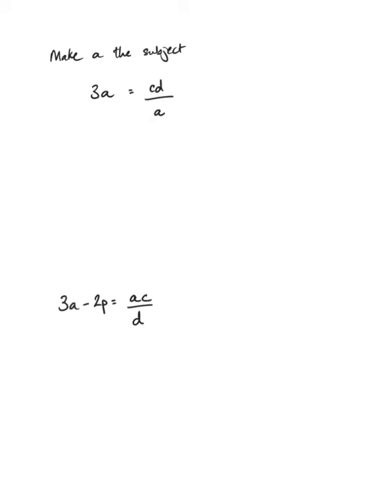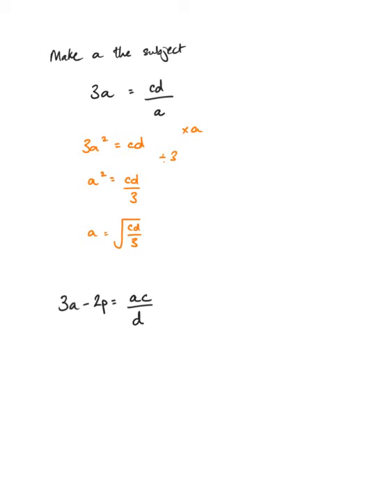So a question like this can look a little bit more tricky, as I've got a at the bottom of a fraction, but we can still use the same idea. I can multiply by a to get 3a squared equals cd. Think about backwards BIDMAS, we're going to sort out the 3 before we sort out the squared. So a squared is equal to cd over 3. I want a on its own, so I'm going to square root. So a is the square root of cd over 3. So we can still use those slightly more complicated things like square roots and cube roots to get a letter on its own.